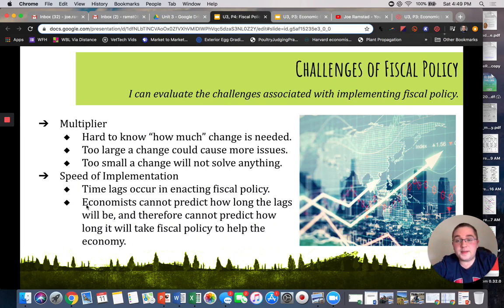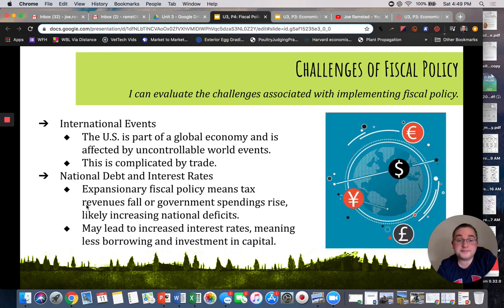Second is speed of implementation. Time lags occur when we're enacting or putting forward fiscal policy. You can't just snap our fingers, just like with supply and demand. You can't snap your fingers in one night and expect everything to be peaches and roses the next day. It takes a long time for things to actually work out and become successful. And economists cannot predict how long these lags will be, and therefore they cannot predict how long it will take for fiscal policy to actually boost or rejuvenate the economy.